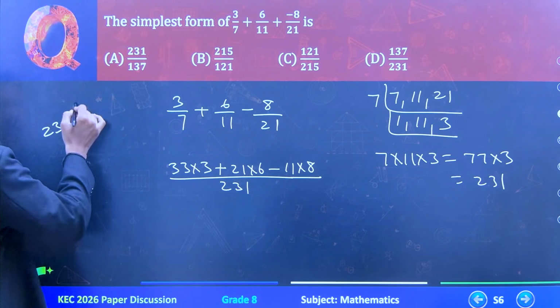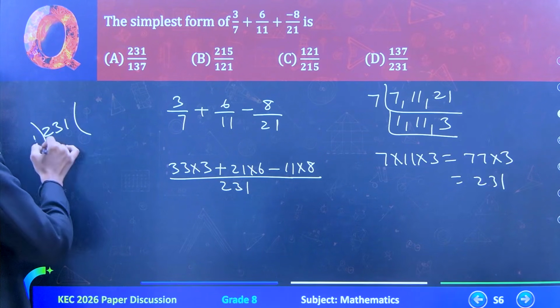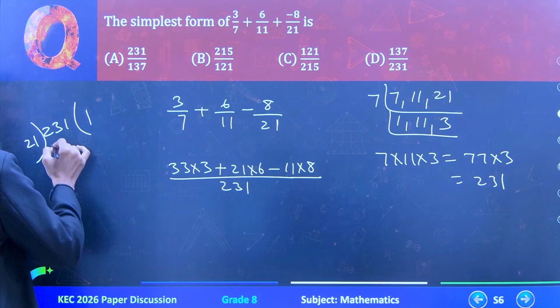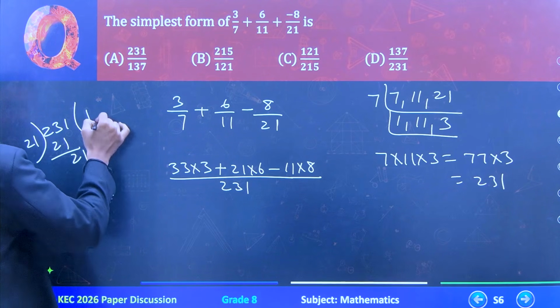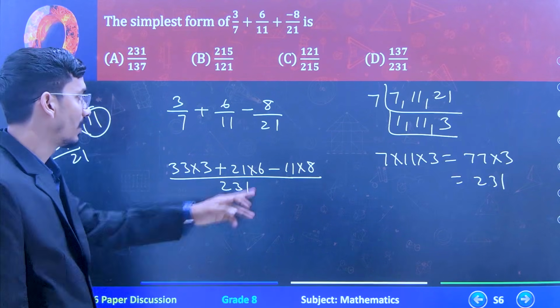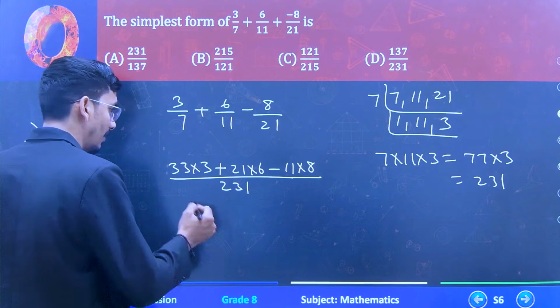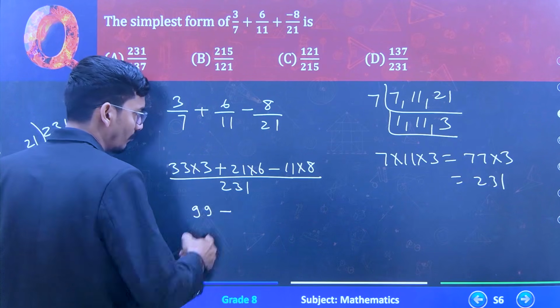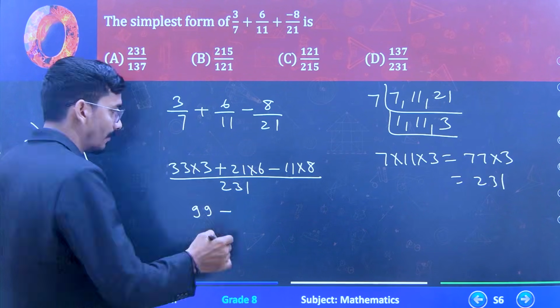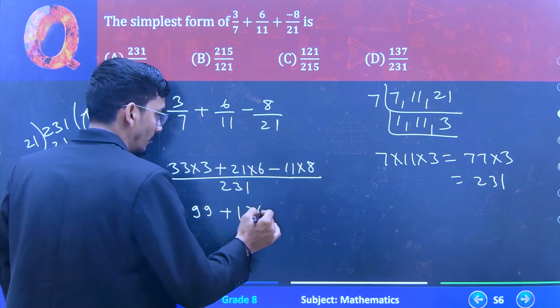231 divided by 21. It's 1 times, so 21 remainder 2, it's again 1. So 11. 11 into 8. 33 into 9, 33 into 3, 99. 21 into 6, it's nothing but 6. 1, 2.